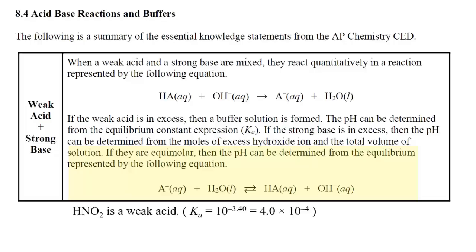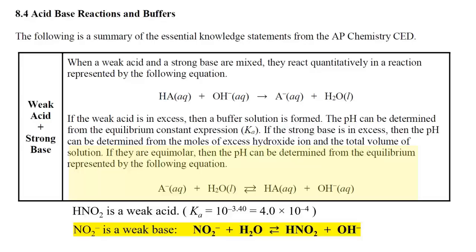Now, specifically, the formula of our weak acid in question 3 is nitrous acid, HNO2. So what's the formula of the conjugate base? That would be NO2 minus, which is known as the nitrite ion. So NO2 minus is acting like a weak base.